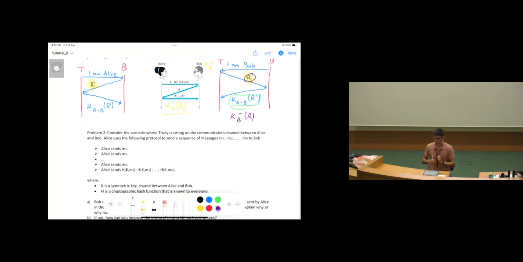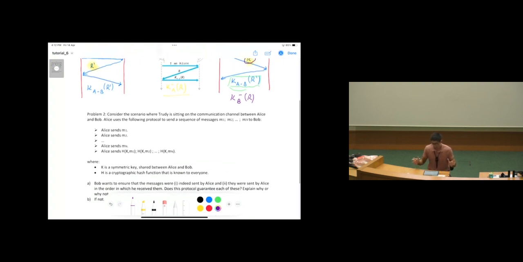So let's look at the second problem. So now we are considering a scenario where Trudy is sitting on the communication channel between Alice and Bob. When we say sitting on the communication channel, we mean that Trudy can drop messages, she can tamper with messages, and she can forge new messages, compromising the confidentiality, integrity, and authenticity of messages.